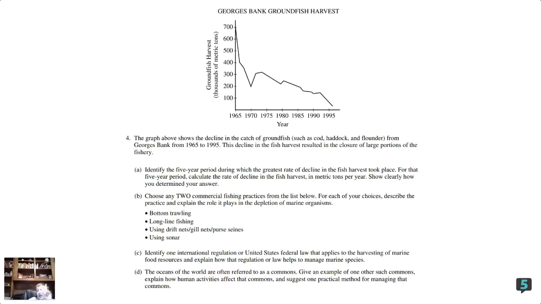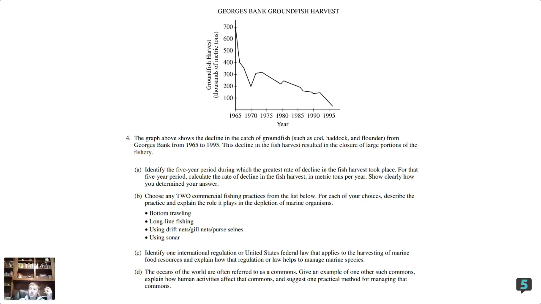Part B says choose any 2 commercial fishing practices from the list below. For each of your choices, describe the practice and explain the role it plays in the depletion of marine organisms. So you can choose from bottom trawling, we talked about that. Longline fishing, we talked about that. Using drift nets, gill nets, or purse seines, we talked about that. And using sonar, we did briefly talk about that one, but that wasn't as in depth.